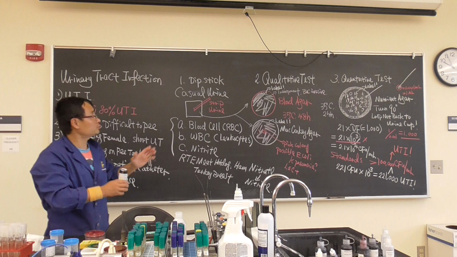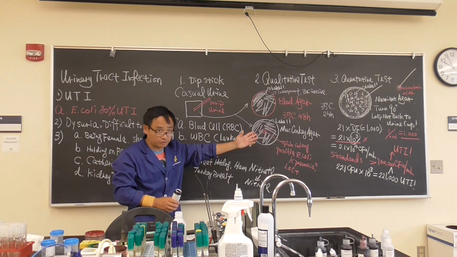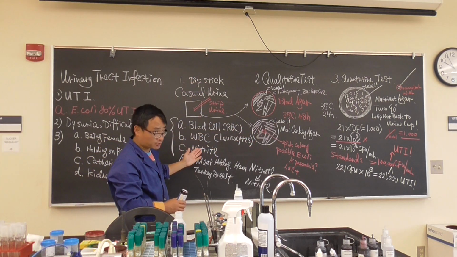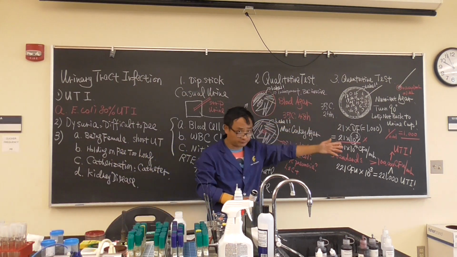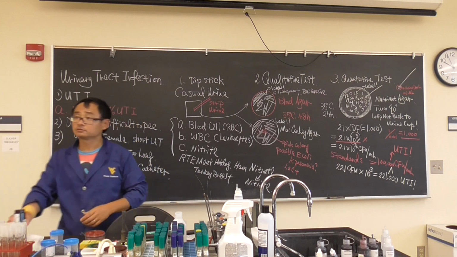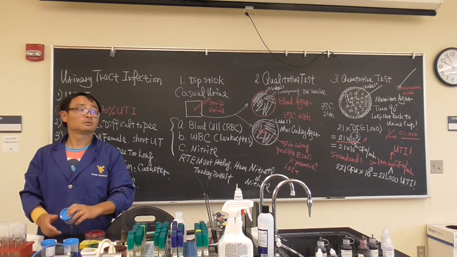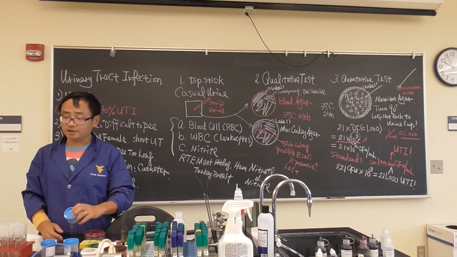We have to follow the procedure. Imagine you have a UTI. First of all, do the dipstick to see whether you have the 3 markers. Then move to the qualitative and the quantitative test. Who wants to do it? Madeline, can you do it? No. Who else?